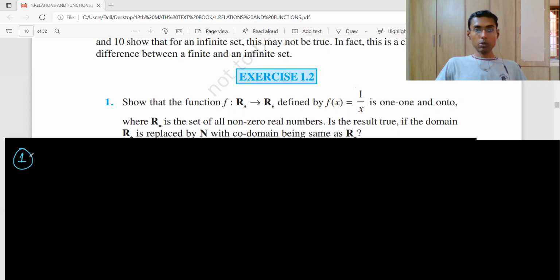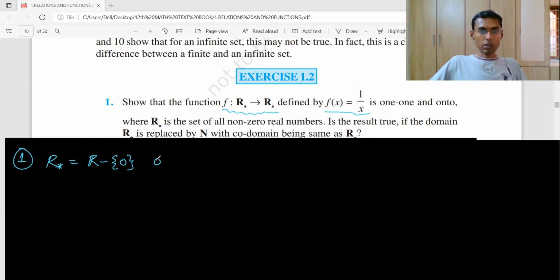Yeah, have you tried using the definition? First of all, R star is given like this. This R star is non-zero real numbers. Real numbers, but not zero. Now, f is a function from R star to R star. How is it defined? Defined as f of x equal to 1 by x. One-one and onto we need to show.